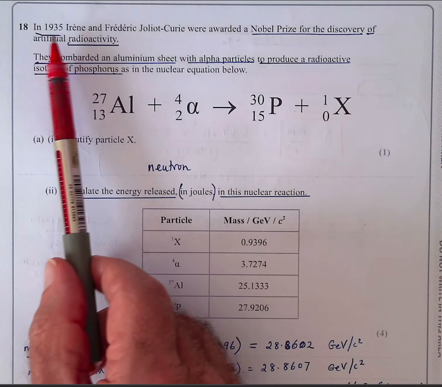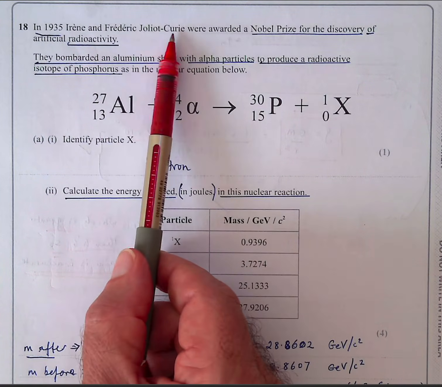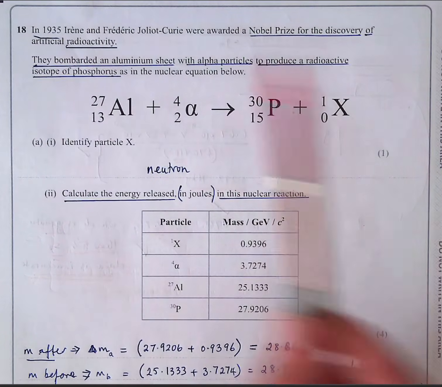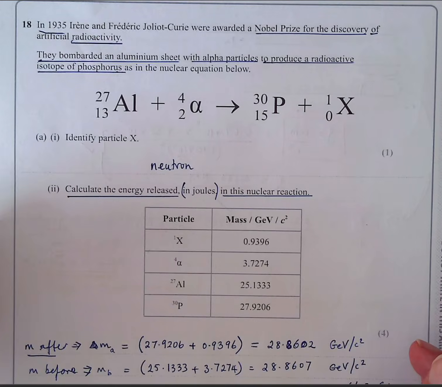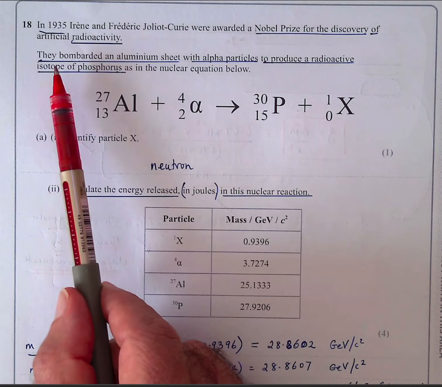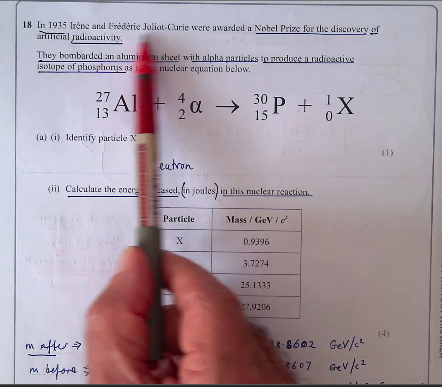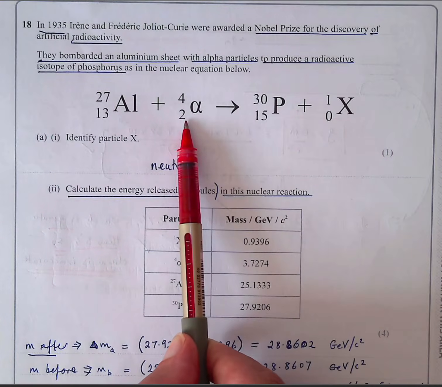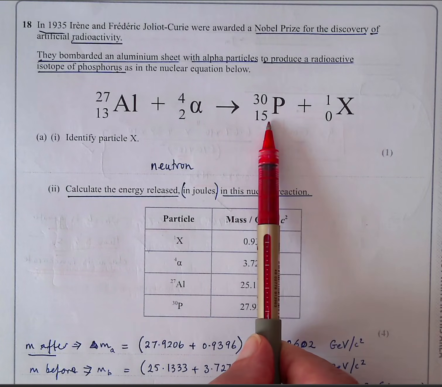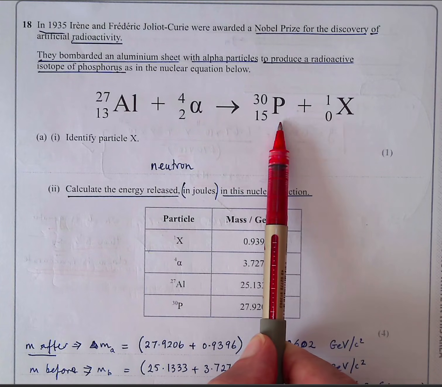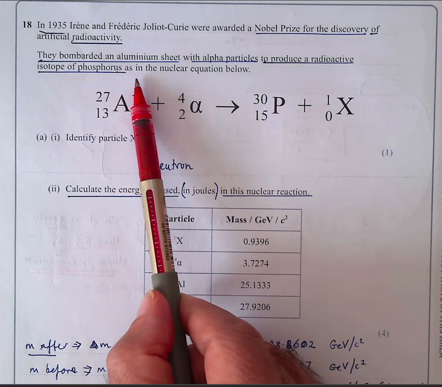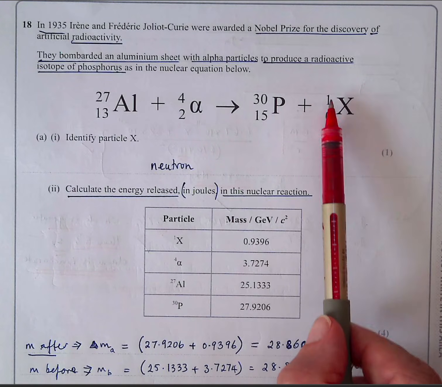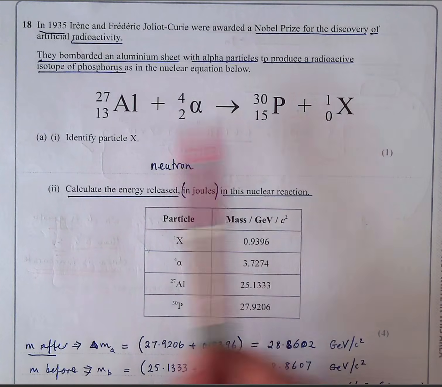So, in 1935, question 18, the Curies were awarded the Nobel Prize for the discovery of artificial radioactivity. I thought it was Marie Curie. So who are these? Anyway, they bombarded an aluminium sheet with alpha particles to produce a radioactive isotope of phosphorus, phosphorus 30, as in the nuclear equation shown below. And they're giving you an X particle, and they want you to identify what it is.